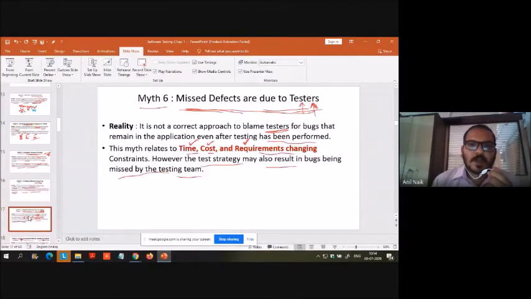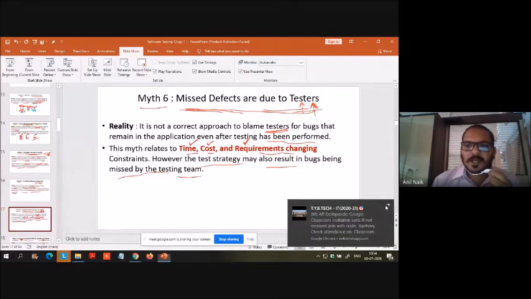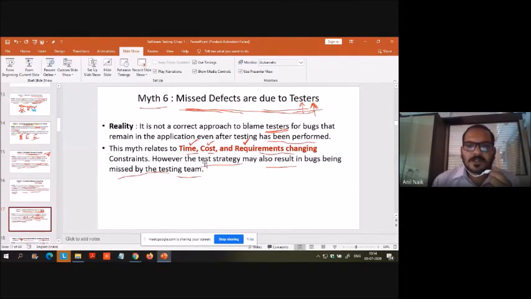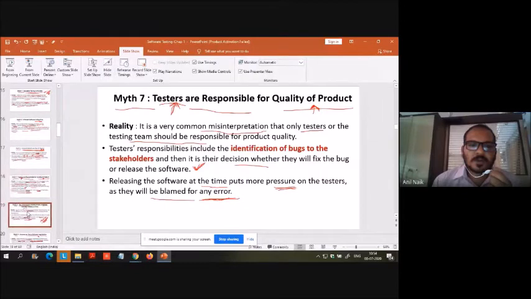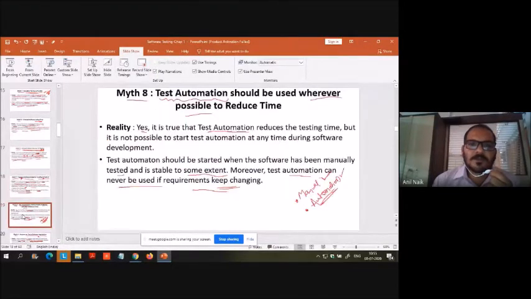Then, the missed defects are due to the testers. We say the missed defects are due to time, cost and requirement changes, not due to the tester. It depends upon the applications. Then, testers are responsible for the quality of the product. The tester is not the only one responsible; the whole team, the development team, the project manager, everyone working on that particular project is responsible for the quality of the product.